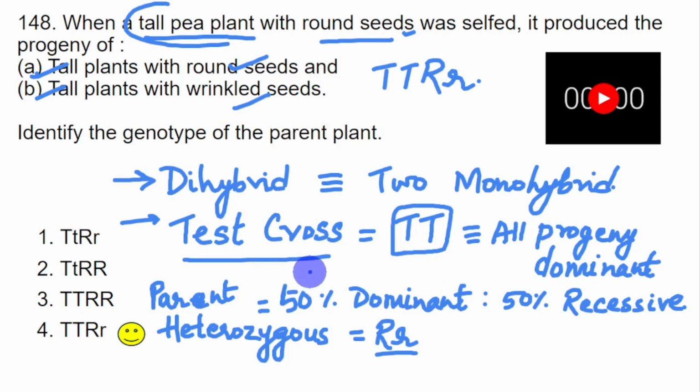The final conclusions of a test cross are: if all the progenies are dominant, the parent is homozygous, and if the progenies are 50% dominant and 50% recessive, then the conclusion is the parent is heterozygous. That's all about it.